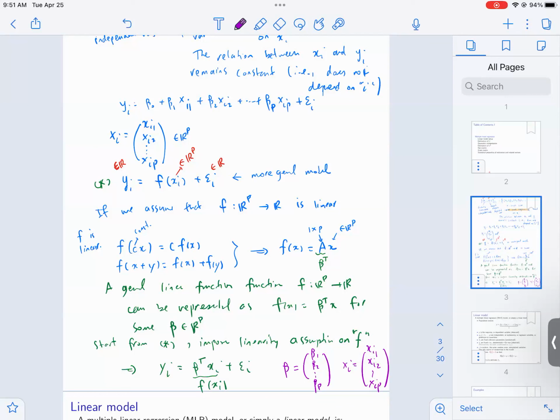But the main point here is I'm making a very strong assumption on f. What is the very strong assumption? It's that it's a linear function. And this in general is not true. So why would we do this? Because it's a very good approximation oftentimes. And it's a very simple model.